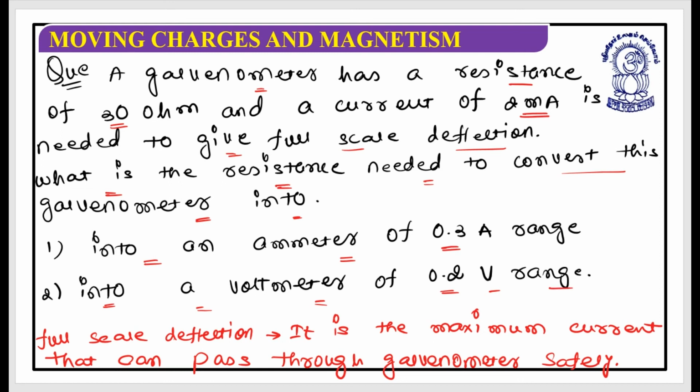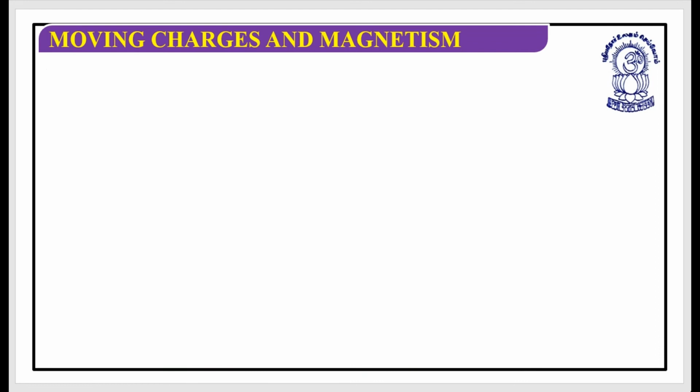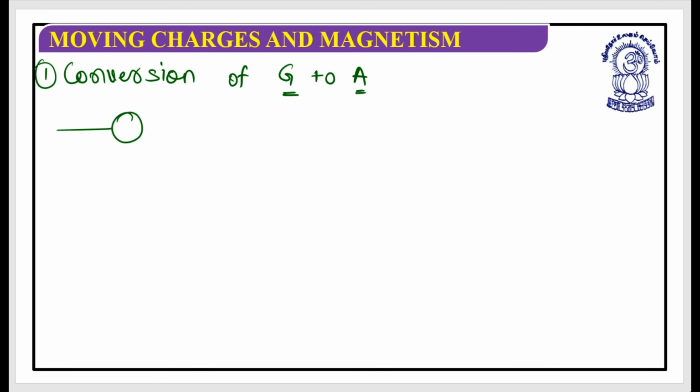So let's first start with the conversion of galvanometer to ammeter. How can I convert this? When I need to convert this to an ammeter, I just connect a shunt resistance, and when I say shunt, it is by default clear that it is to be connected in parallel.